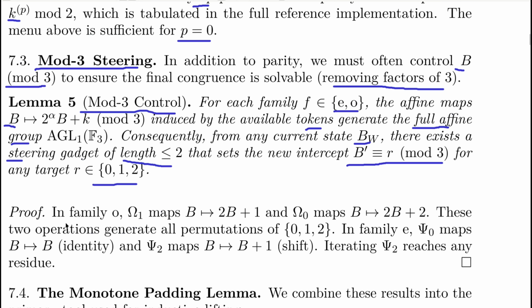So here's a proof. In family O, capital omega 1 maps B to 2B plus 1, and capital omega 0 maps B to 2B plus 2. These two operations generate all permutations of 0, 1, and 2. In family E, capital psi 0 maps B to B, identity, and psi 2 maps B to B plus 1, shift. Iterating capital psi 2 reaches any residue.